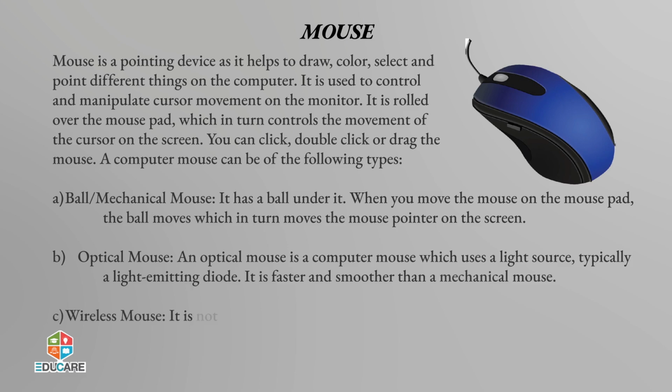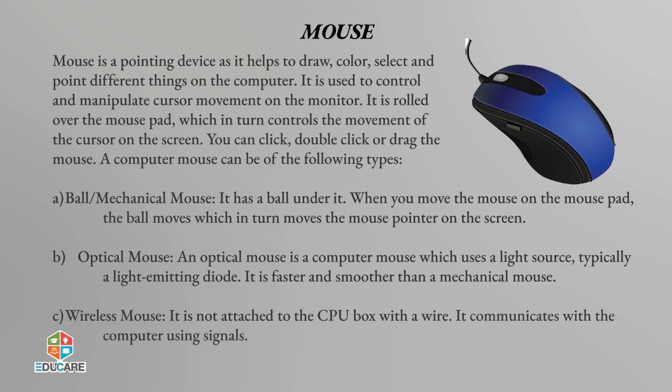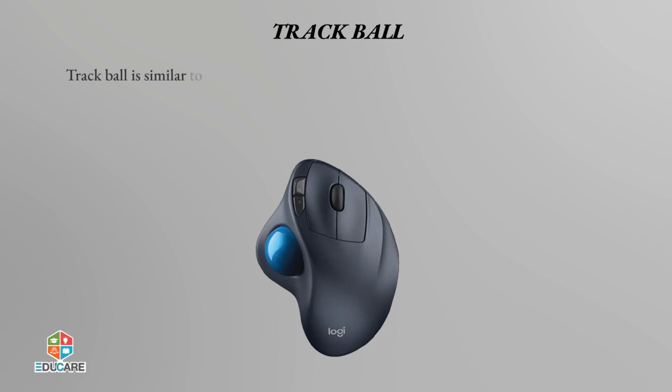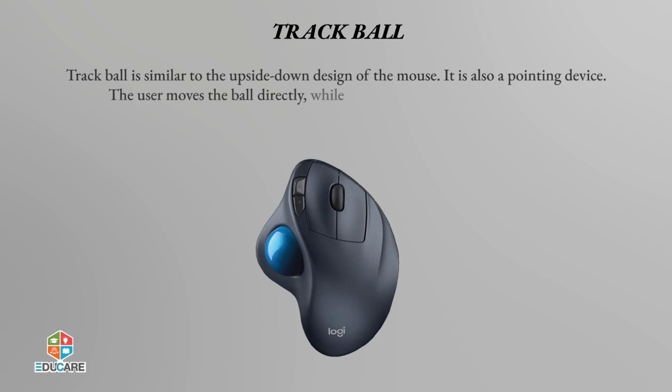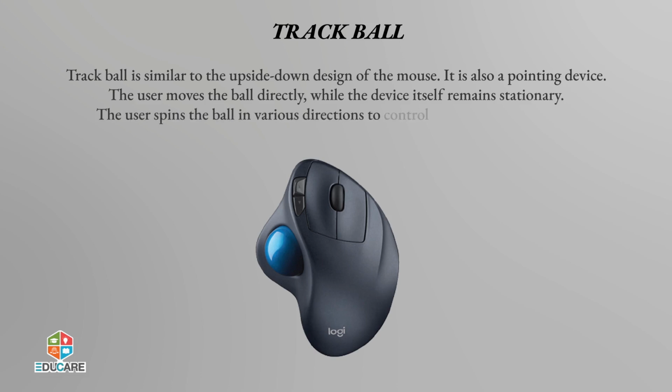Wireless mouse. It is not attached to the CPU box with a wire. It communicates with the computer using signals. Trackball. Trackball is similar to the upside-down design of the mouse. It is also a pointing device. The user moves the ball directly while the device itself remains stationary. The user spins the ball in various directions to control the cursor movements.